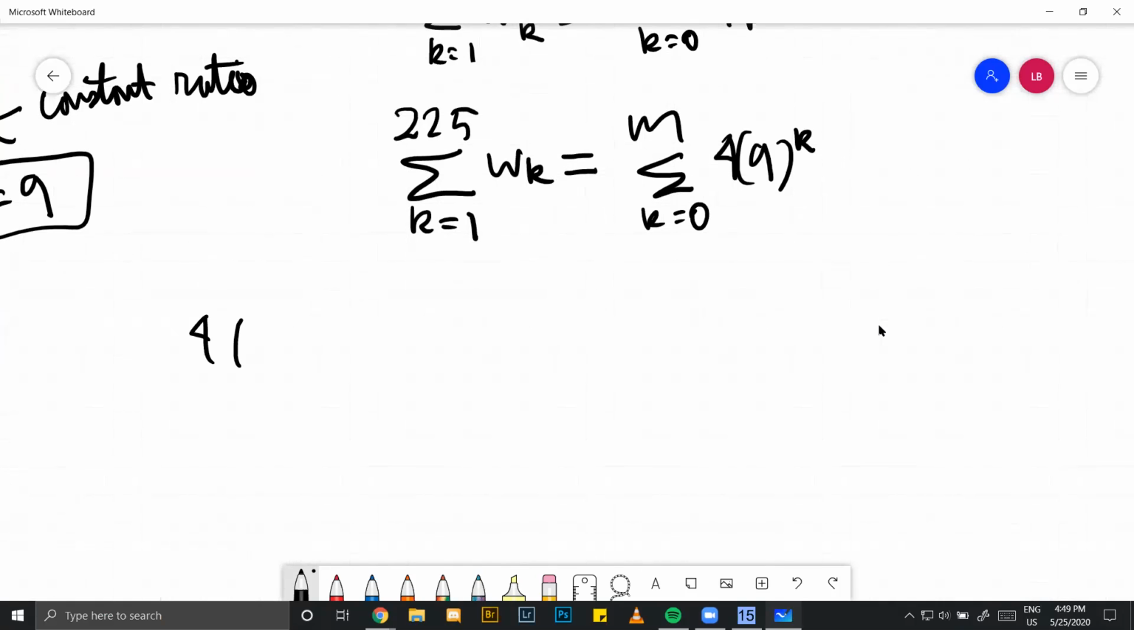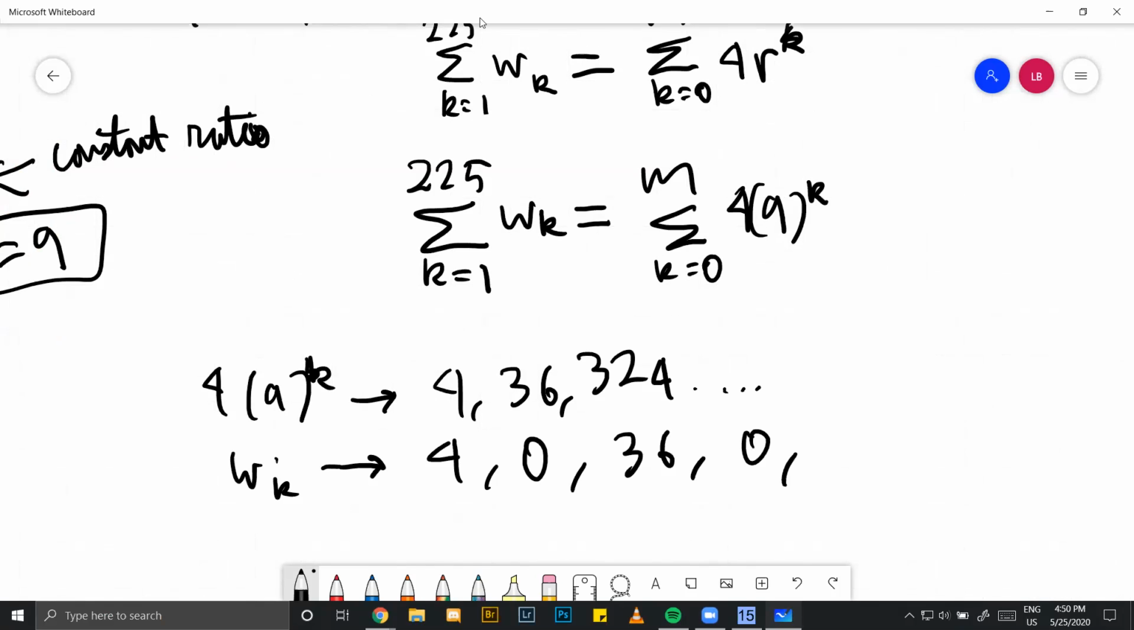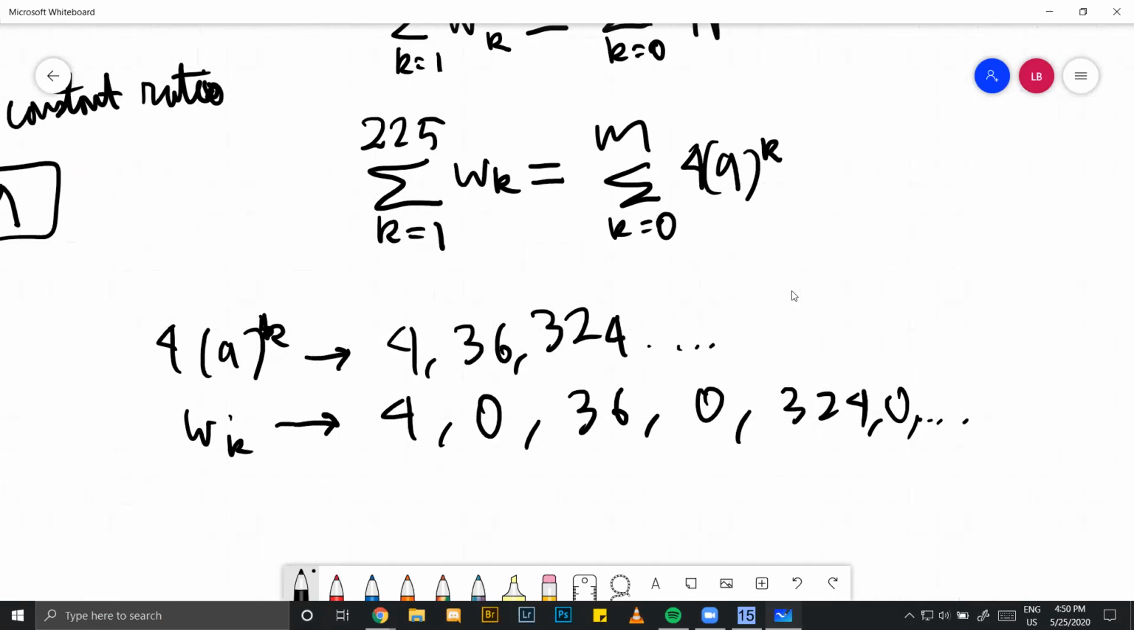If you look at the sequence 4 times 9 to the k, that sequence is 4, 36, 324, and so on. And if you look at the sequence wk, it's equal to 4, 0, 36, 0, 324, 0, and so on. Now, the way that we can actually figure out what m is is to be able to understand sigma notation. And sigma notation is adding up numbers to some value and trying to figure out how many you have to add up together.